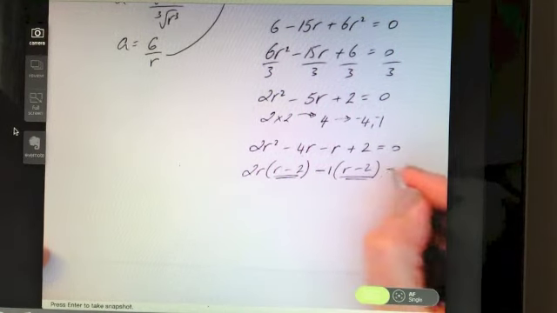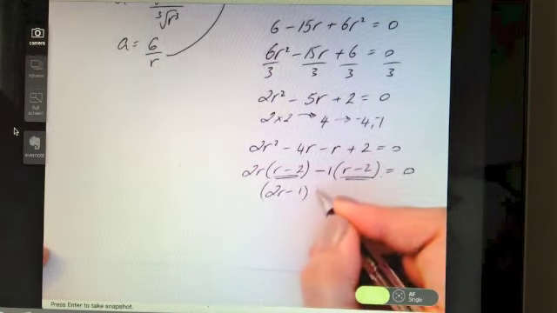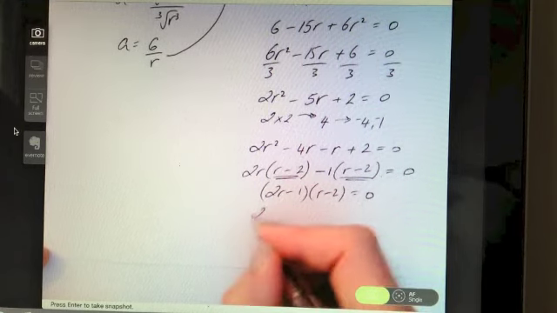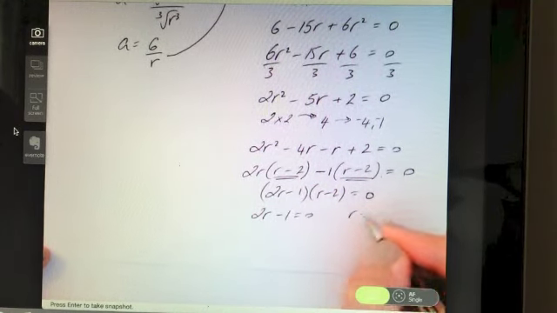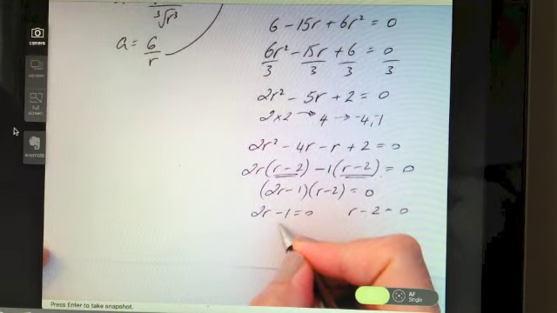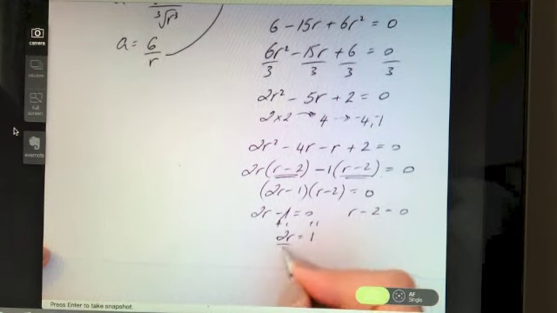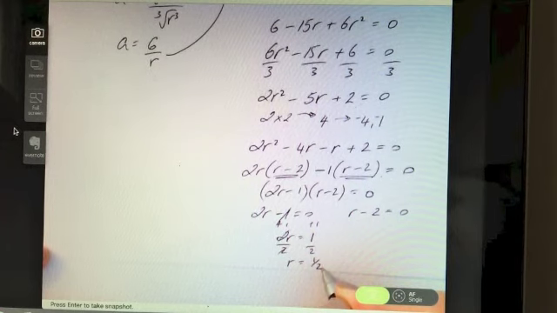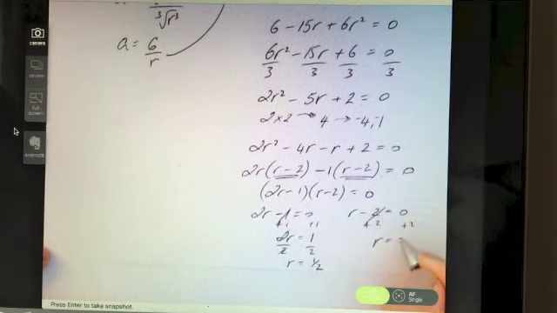So that does work. So now these two terms that are broken up go in the first bracket, and the repeated term is in the second bracket. So I end up with 2r minus 1 equals 0, or r minus 2 equals 0. And so add 1 to both sides, I get 2r is equal to 1, divide both sides by 2, and I get r is equal to a half. Add 2 to both sides here, or r is equal to 2.